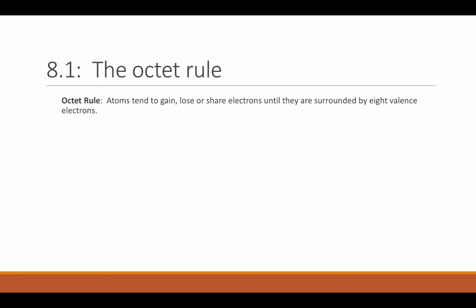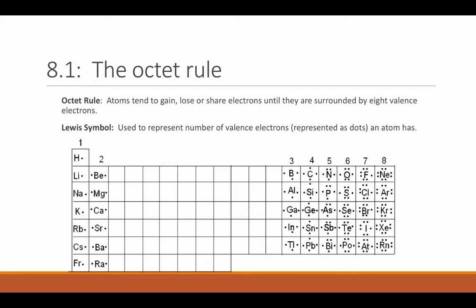Recall that the octet rule tells us that atoms tend to gain, lose, or share electrons until they are surrounded by 8 valence electrons. We can use a Lewis symbol to represent the number of valence electrons an atom has, as you can see here. Group 1 elements have 1 valence electron, group 2 have 2, group 3 have 3, and so on up to 8.